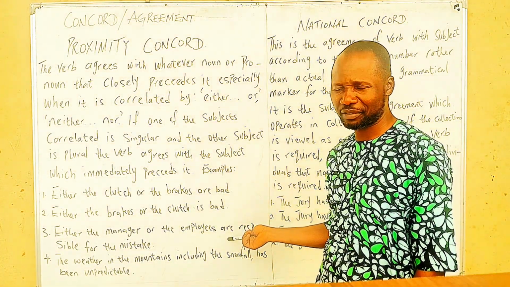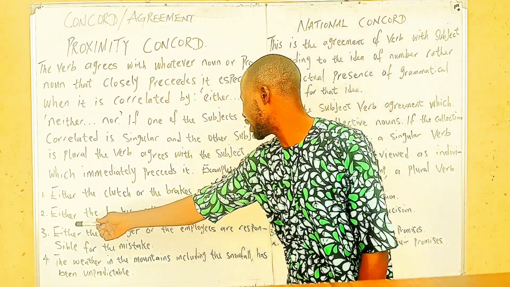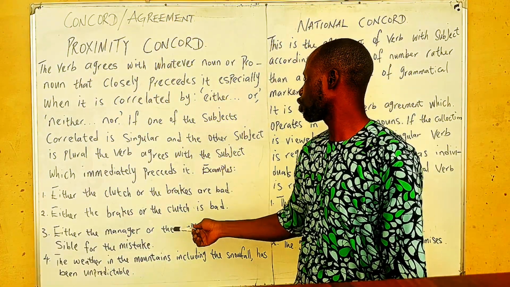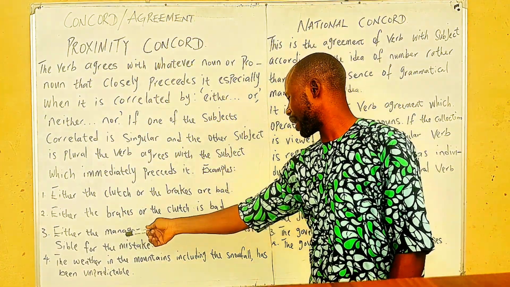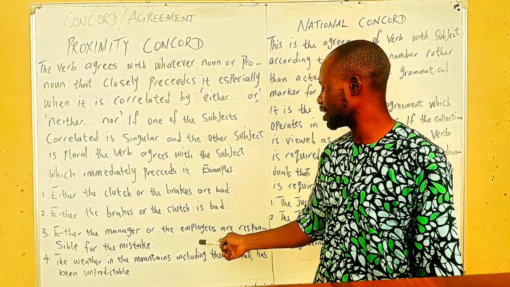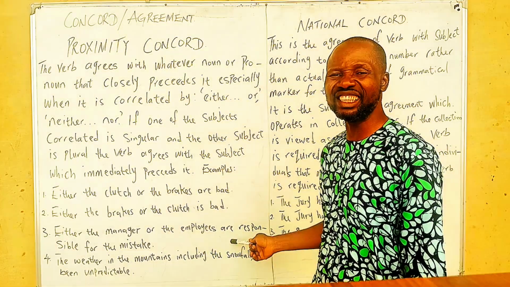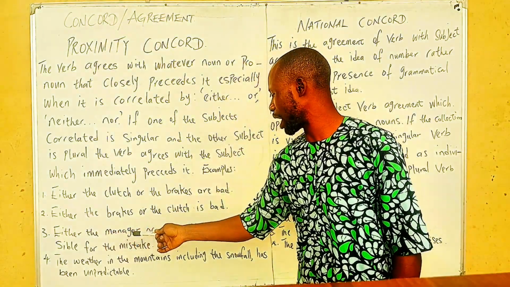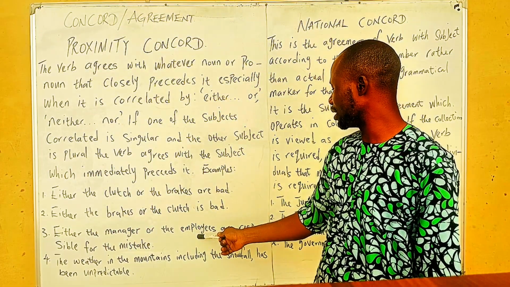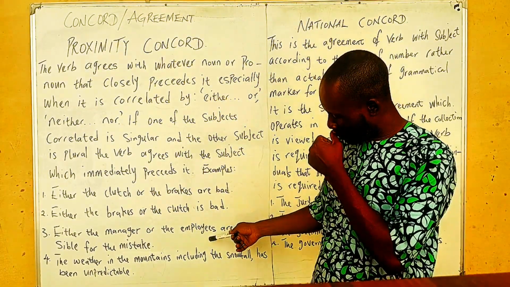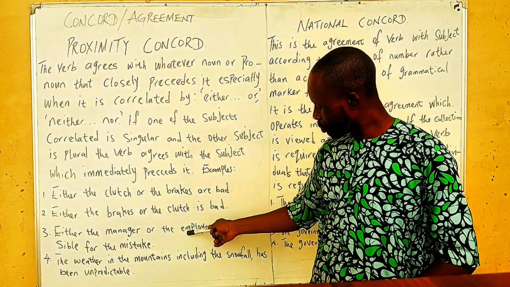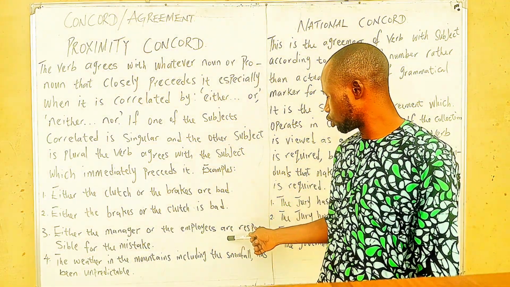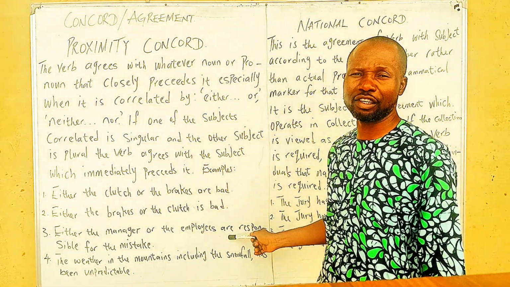Auxiliary verb are. But assuming you say either the employees or the manager, the manager is being switched to this place, what would have been here will be is. But in this situation, either the manager or the employees, since we have employees, many of them, it goes with what? Auxiliary verb are.